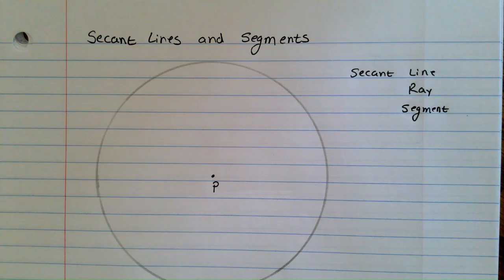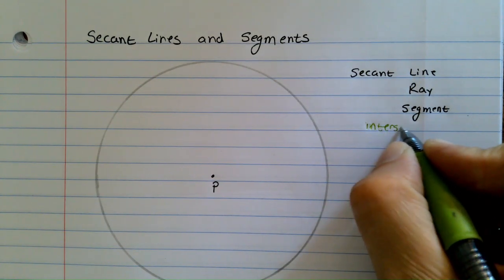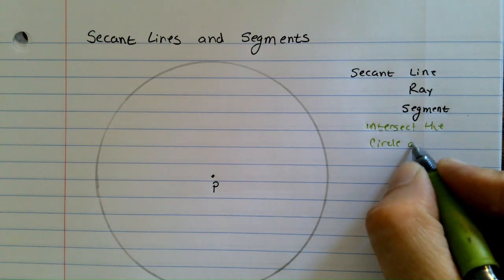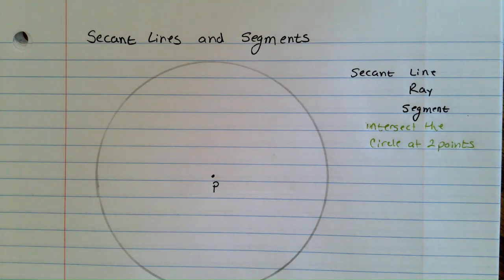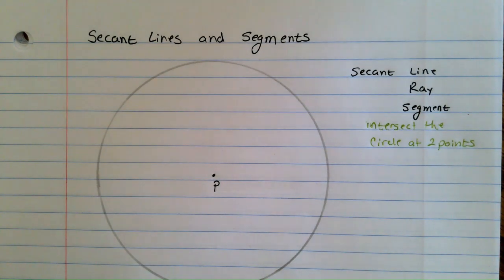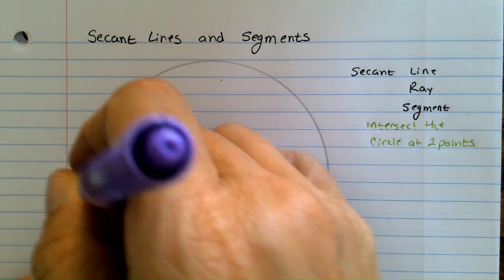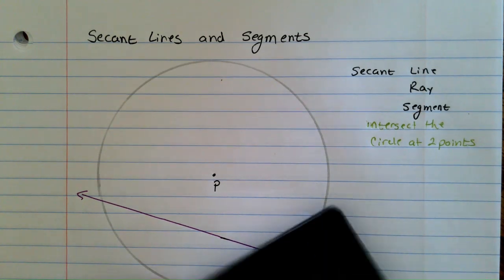But the entire point behind a secant line is they intersect the circle at 2 points. Whereas if you watch my video on tangent lines, you learn that it only touched at 1 point. So I'm going to go ahead and draw a couple secant lines here. So draw one in purple, extend it out, and we'll do one in pink.